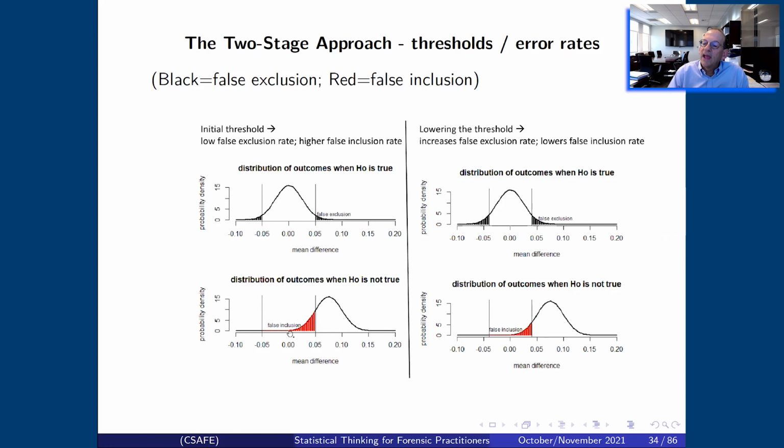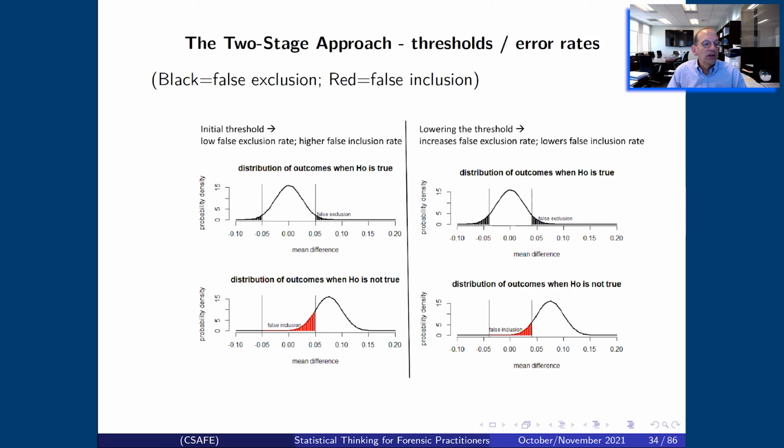But in these red cases, I see a small difference and I decide these two samples may have come from the same source when they didn't. So those are the false inclusion errors. So notice that I picked a threshold and I have a certain level of false exclusions and a certain level of false inclusions. And then what I did is I changed it. I said, let's lower the threshold. What happens? More exclusions, fewer inclusions. So you can see in this graph the trade-off when we make a threshold.